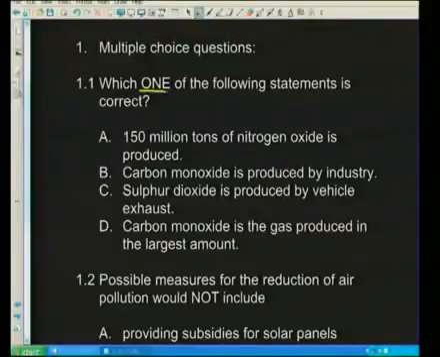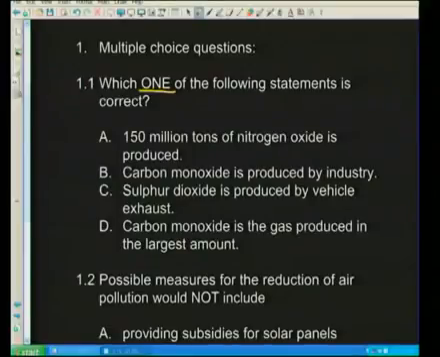All right, so we're going to read the first one. It says, which one? So obviously, they only want one of the answers. You can't put A and B, because they might only mark the first one, even though the second one may be right and this first one is wrong, or they just decide they're not going to mark it. So very important, you only have to choose one. Which one of the following statements is correct? Now by reading each of them, like I said, you read the first one: 150 million tons of nitrogen oxide is produced, which sounds very correct to me.